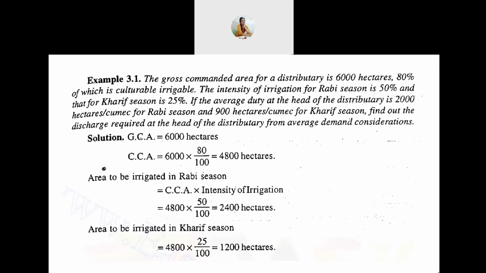CCA will be 6,000 into 80 by 100, which is equal to 4,800 hectares. So area to be irrigated in Rabi season will be CCA into intensity of irrigation. CCA we got is 4,800 and intensity of irrigation was given for Rabi season 50%. So 50 by 100, which is equal to 2,400 hectares. Next, area to be irrigated in Kharif season, same formula, CCA into intensity of irrigation. CCA is equal to 4,800 and Kharif season's percentage was 25%, so 25 by 100 and the answer is 1,200 hectares.